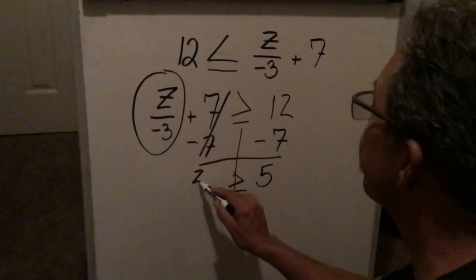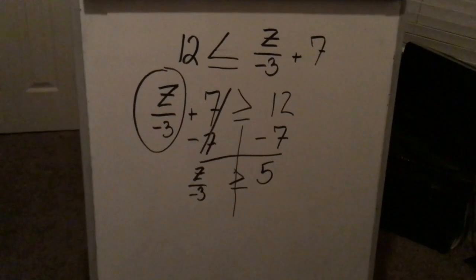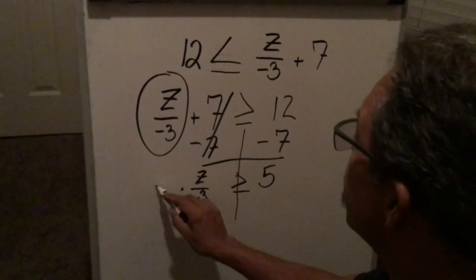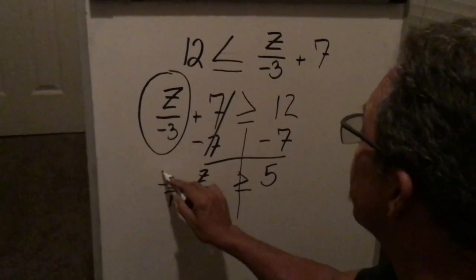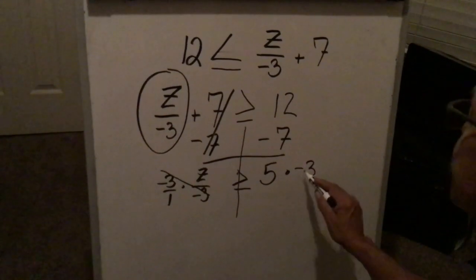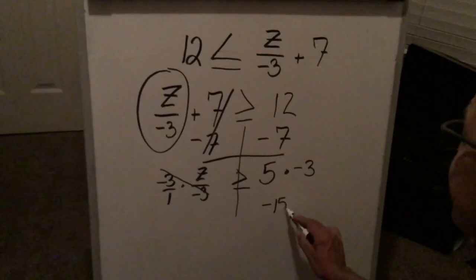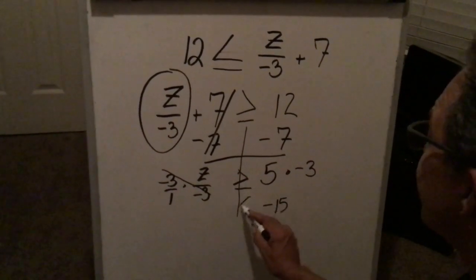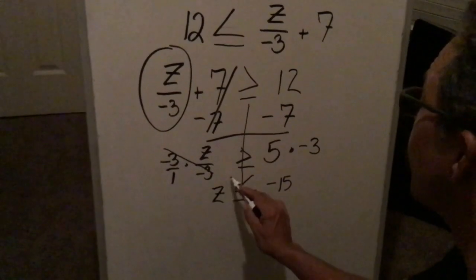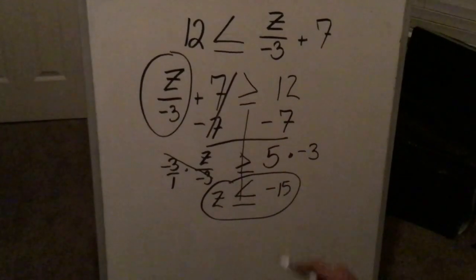Now, here's where we have to be careful. To undo division, we use multiplication, but I'm multiplying by a negative. So here, I'll multiply this by negative 3. Z cancels out. Now, when I multiply the other side of the inequality by negative 3, I get negative 15, but I have to flip the inequality. Therefore, z is less than or equal to negative 15.